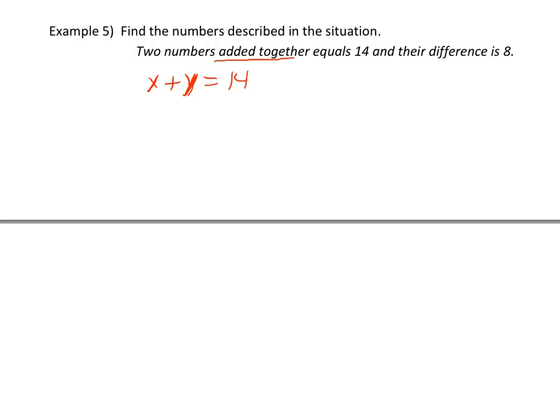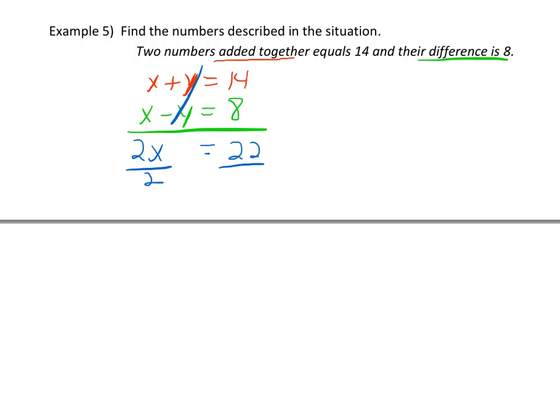It also says that their difference is 8, which means if I subtract them, we get 8. So here's a system of equations, and we have x's and y's aligned, and nicely enough, our y's are opposite. So we can go ahead and add them together, and we get 2x, our y's cancel, and we get 22. If we divide by 2, we get x equals 11.